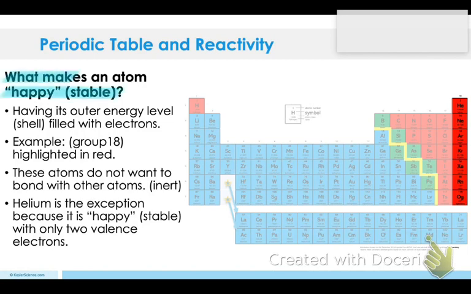Alright, I'd make sure I write that question on that side column of your Cornell notes. What makes an atom happy? Or, in other words, stable? Having its outer shell or outer energy level filled with electrons makes it stable. Example, group 18, which is highlighted in red. These atoms do not want to bond with other atoms. They want to be inert. Helium is the exception because it is happy. It is a stable element with only 2 valence electrons.